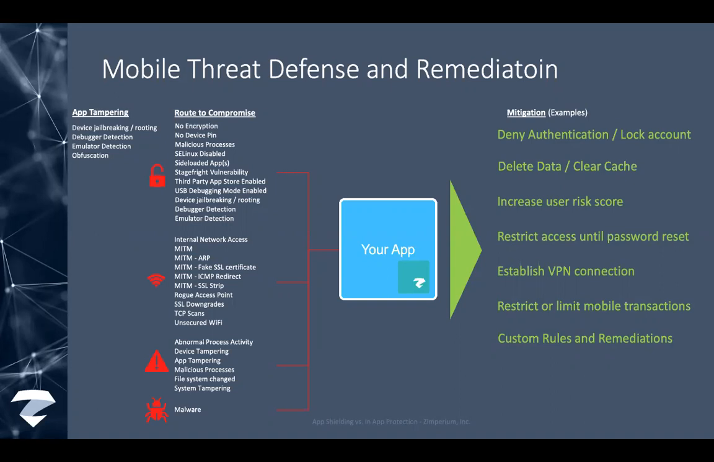What we look for, and what we advise our app developers that are using our in-app protection, is this list here. Are there risky configurations on the user's device? This is unmanaged devices, devices that your consumers, your users, are carrying. Do they have side-loaded apps? Is it jailbroken? Do they have malicious processes running? Do they have encryption? That was Android. No device PIN, again, Android.